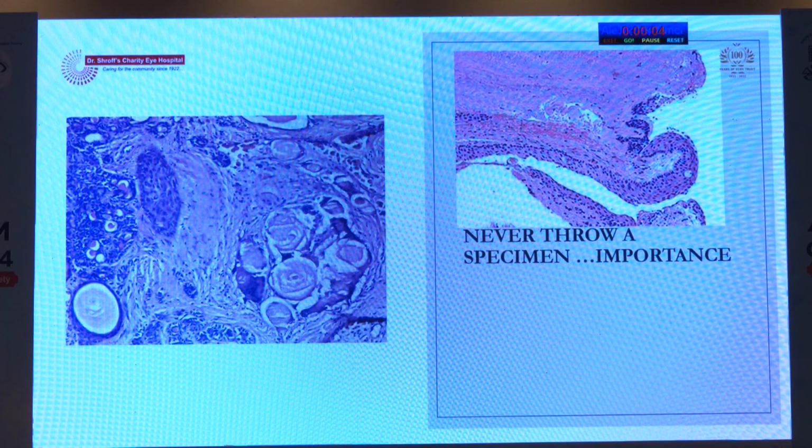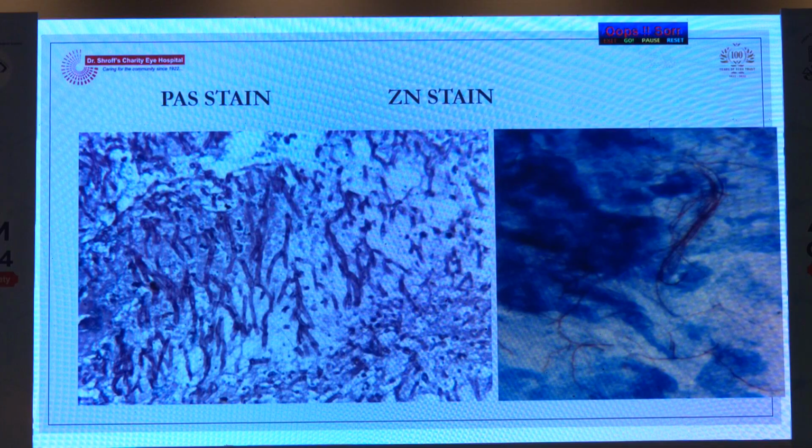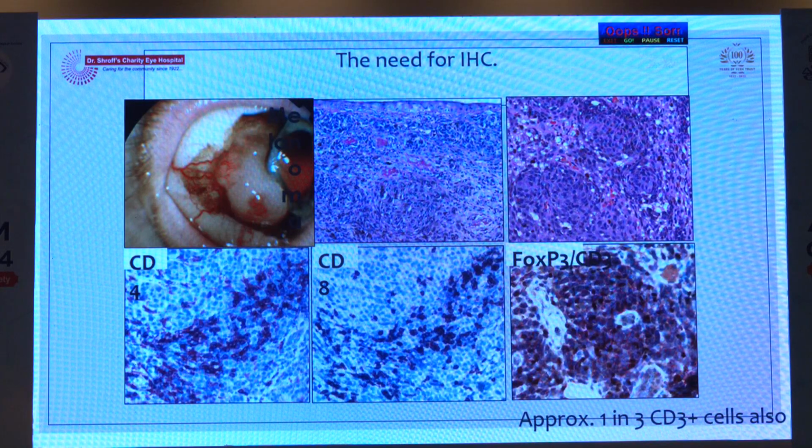A bacterial could be a fungal and vice versa. There are examples of it. This was one of our publications, molluscum. We do all special stains. We don't do IHC. We outsource it, but the reporting is done by me. It comes to us. Immunohistochemistry, for people who would not be familiar, basically tells clonality and the lineage of cells.